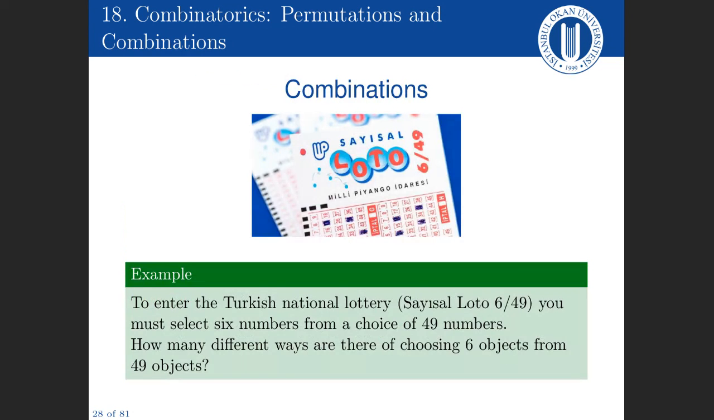The second main topic in this chapter is the idea of combinations. For the first example, let's consider the Turkish National Lottery. To enter the Turkish National Lottery, we must select 6 numbers from a choice of 49. The question is, how many different ways are there of choosing 6 objects from 49 objects?